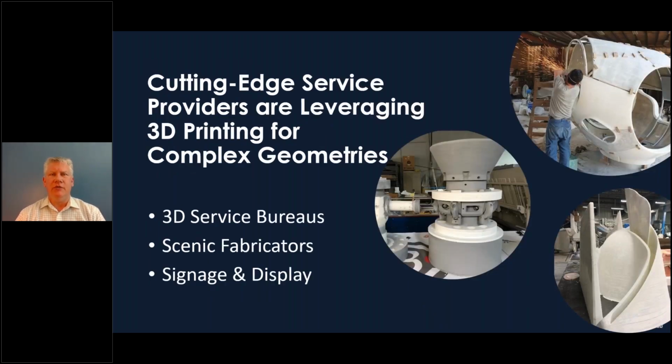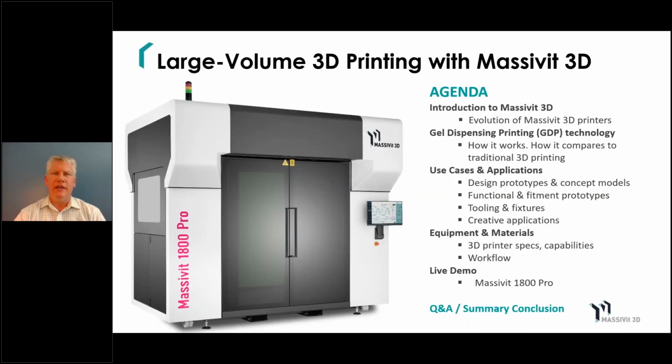Now, what we've seen also is that 3D service bureaus, even scenic fabricators, signage and display companies have limited their use of 3D printing because 3D printers are relatively slow, using old technology, and have a correspondingly small build volume that requires multiple pieces to be printed and bonded together in order to make a larger creative part. What we're going to talk about today is how large volume 3D printing can be done using the Massivit GDP printer.